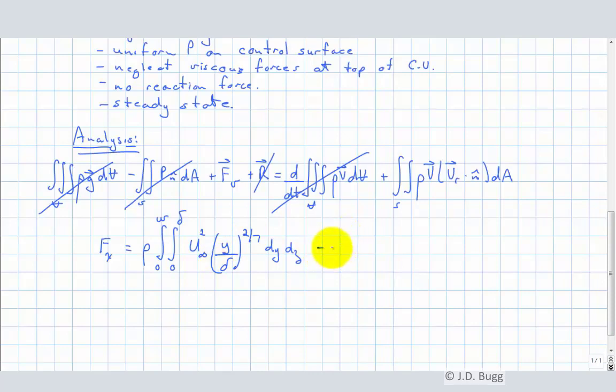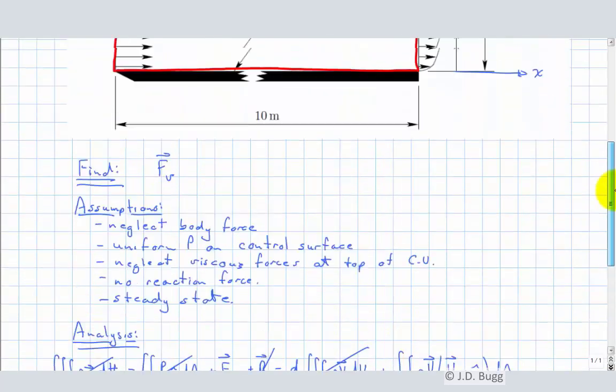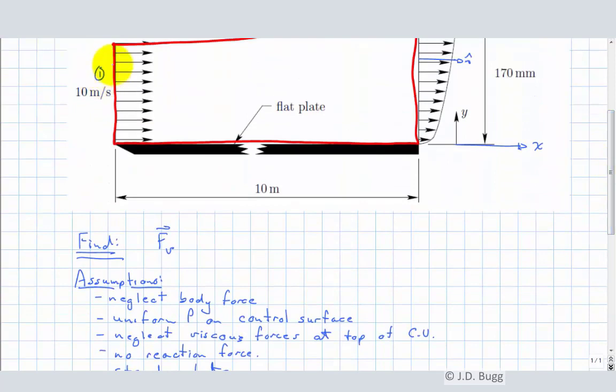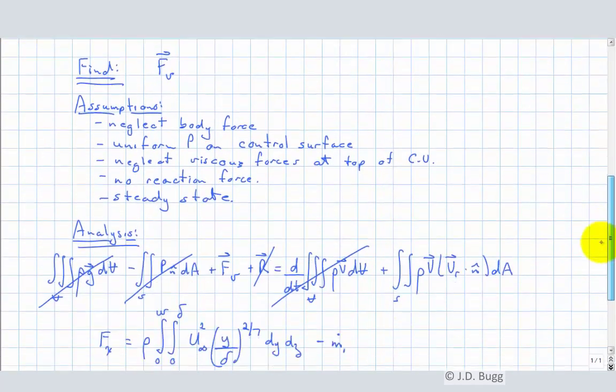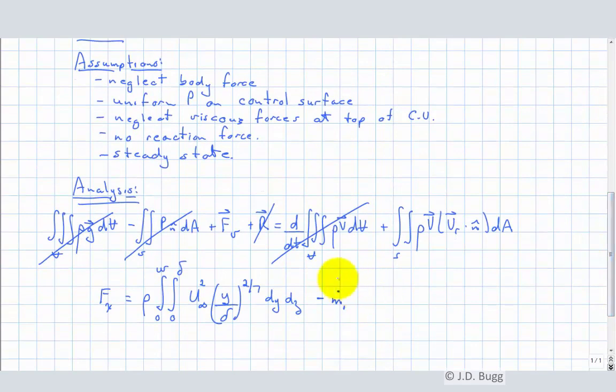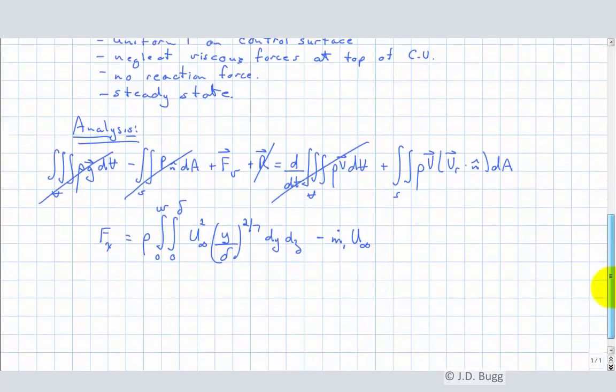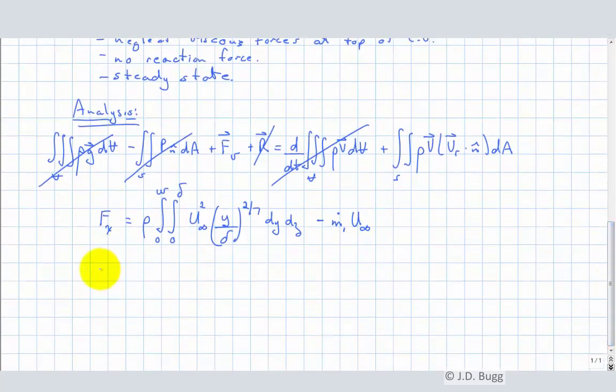So there we can just say minus m dot at the inlet, which we'll label as 1, I guess. So this is 1. This, I guess, is 2. So m dot 1 times the velocity at 1. But remember, we're extracting just the x component, so we just need the x component of the velocity at 1 here, which is u infinity, or 10 meters per second. So that's what we have to work with. So we can continue working with this.